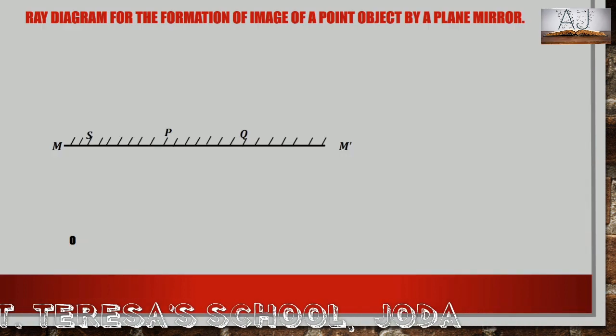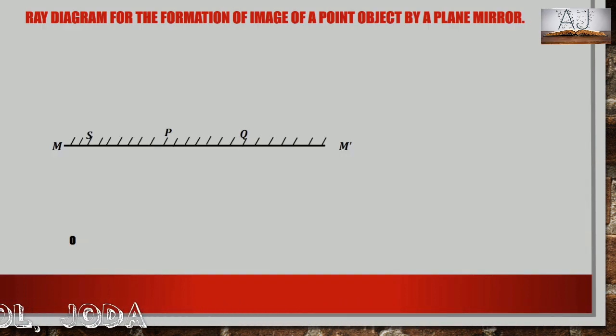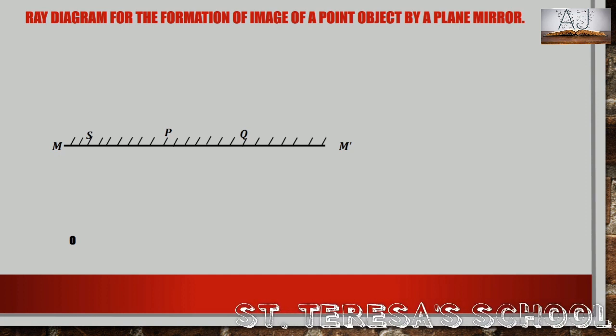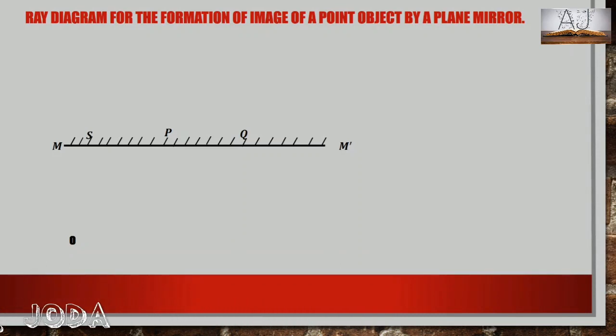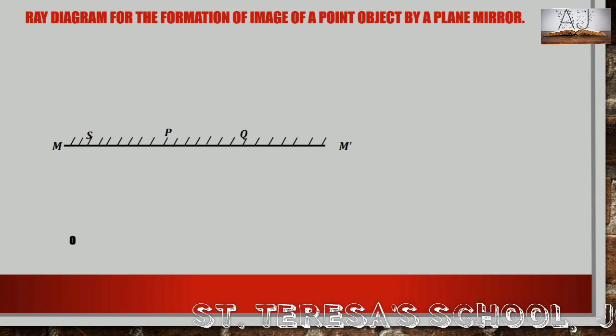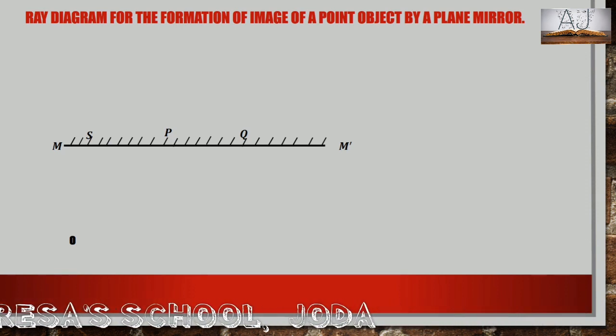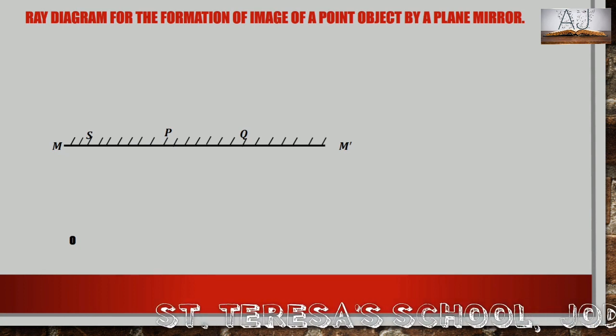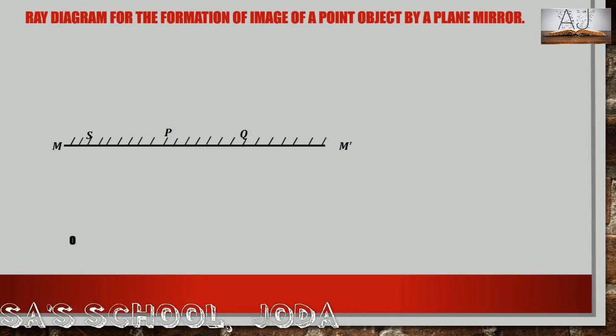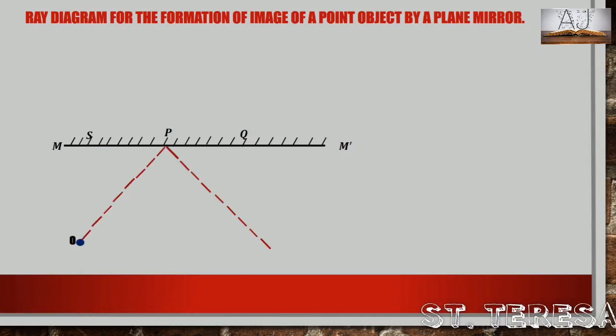We'll start with a question which is not given in your book. This is a very important question. The question will be: draw a ray diagram for the formation of image of a point object by a plane mirror. As you can see here, MM' is a plane mirror and O is an object, and it's a point object. If it's a point object, then how do we draw the ray diagram to show its image?